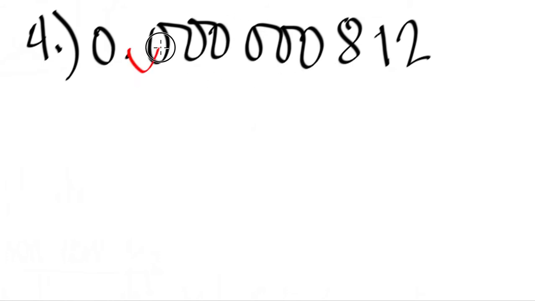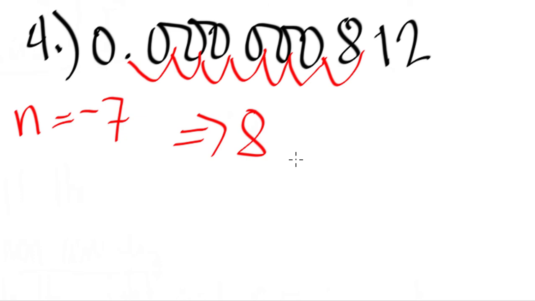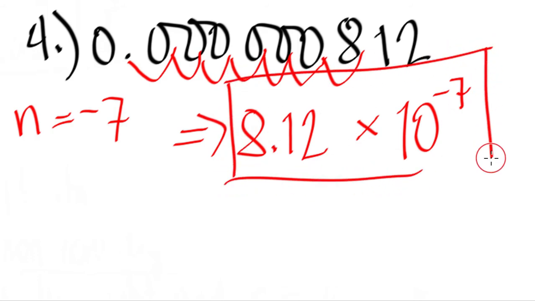So we're going to have 1, 2, 3, 4, 5, 6, 7. Since we're going to the right, it's going to be minus 7. Then let's convert this to scientific notation. We have 8.12 times 10 raised to our n here, minus 7, or negative 7 if you want. So that's our number 4: 8.12 times 10 raised to negative 7.